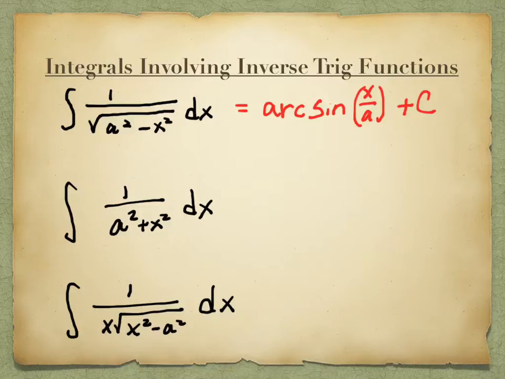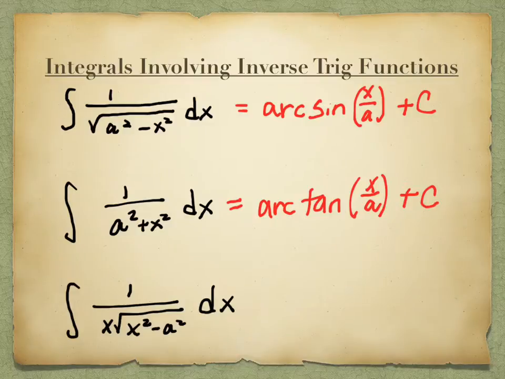What does the second one look like? It is arctangent. But it's not just arctangent of x. What do you think it is? X over a. It is x over a plus c. This one has one other feature. At the very front of it, you actually end up with a 1 over a as part of the antiderivative.